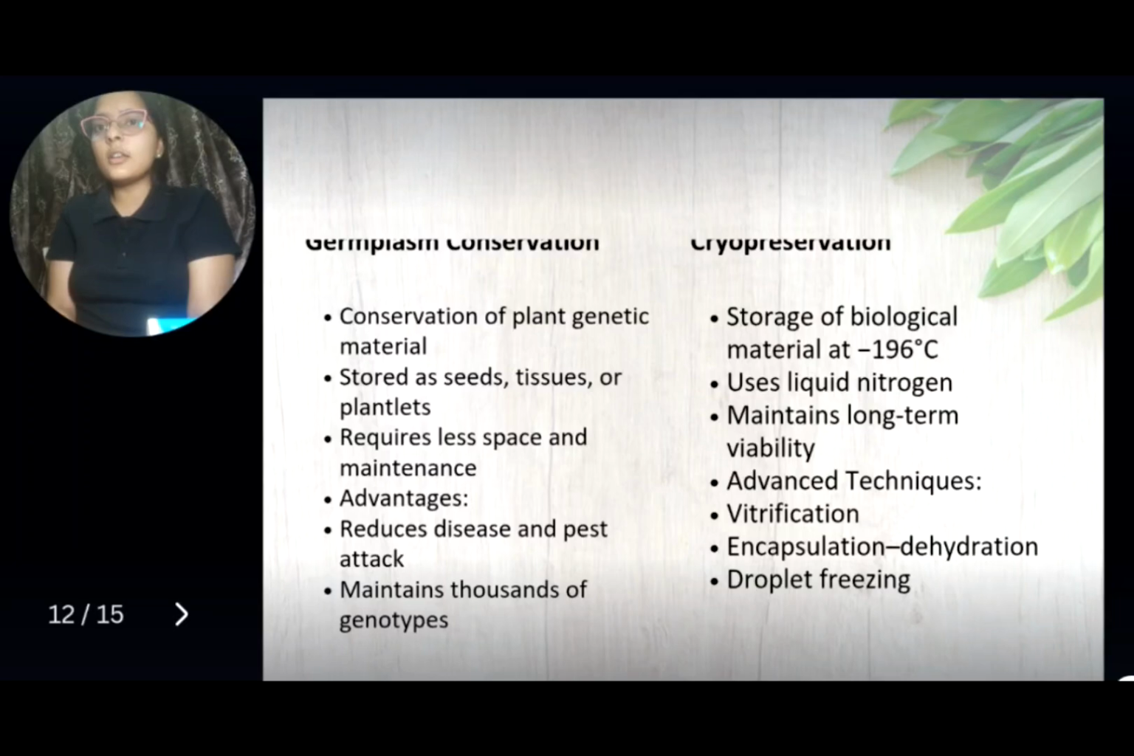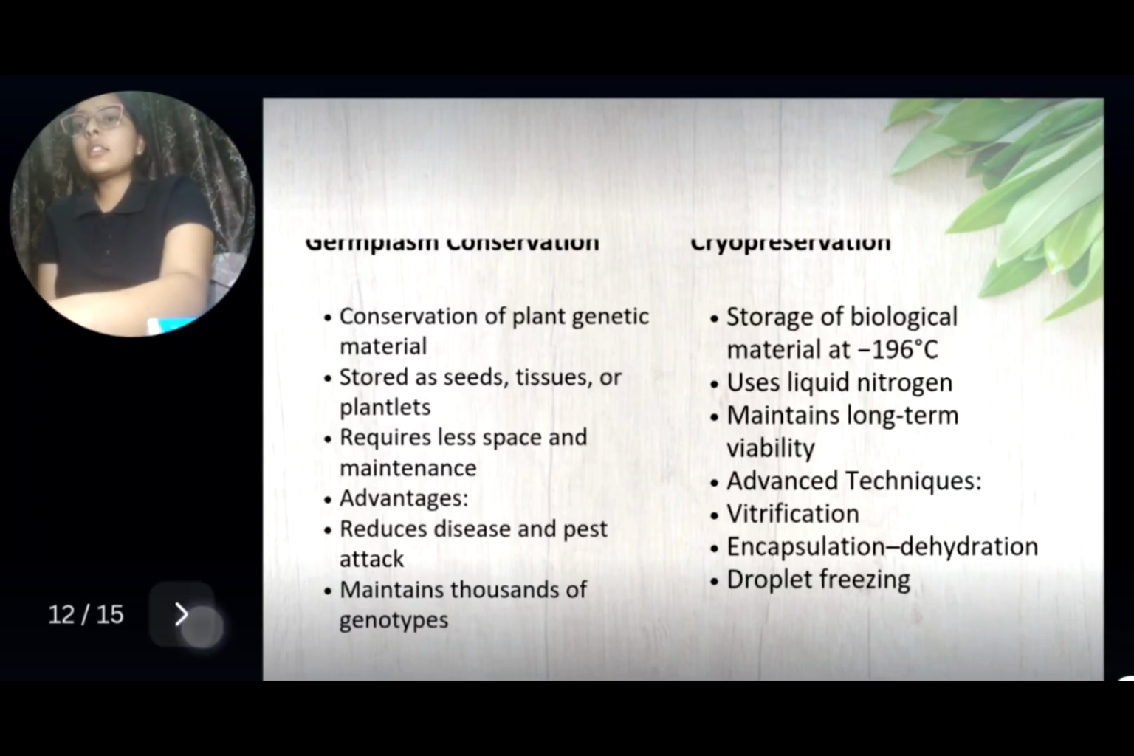What is cryopreservation? This is an important topic. It is storage of biological materials at minus 196 degrees Celsius, using liquid nitrogen, to maintain long-term viability. And what are the methods? Vitrification, encapsulation, dehydration, droplet freezing.